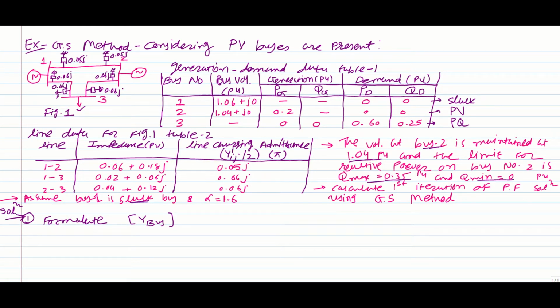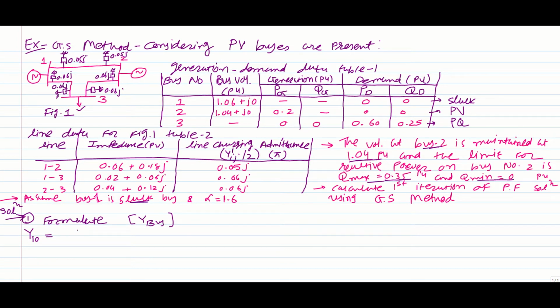Here in our data, it is already equally divided admittance given to us. That's why we have considered directly that value over here. So let us start by first calculating the shunt admittance due to the line charging admittance. So let's start from y10.